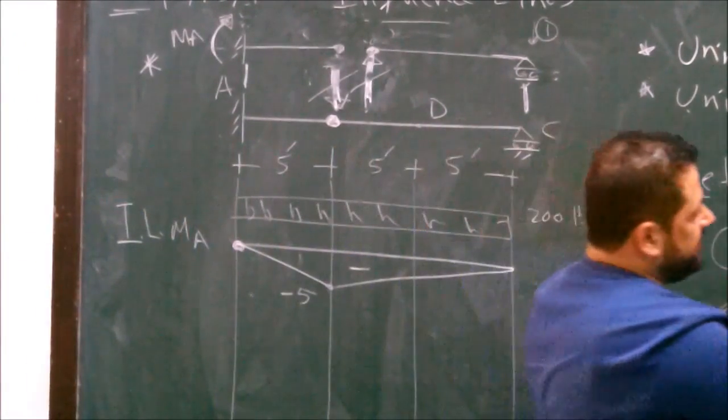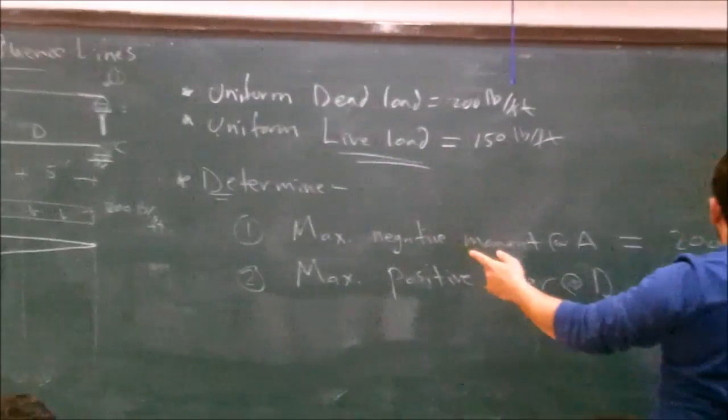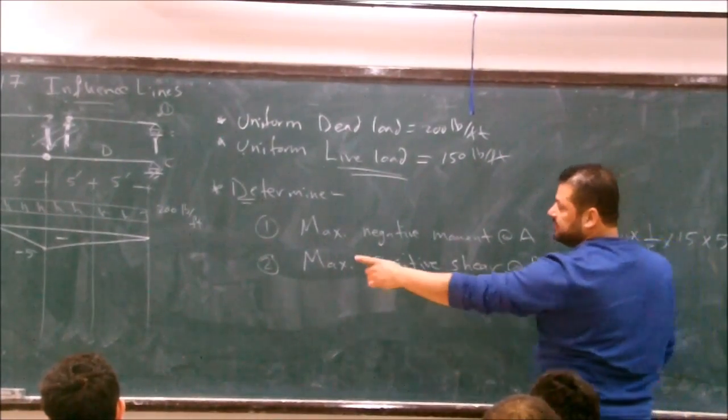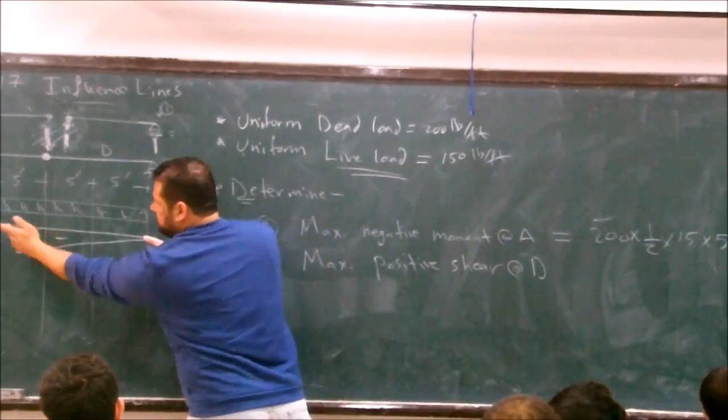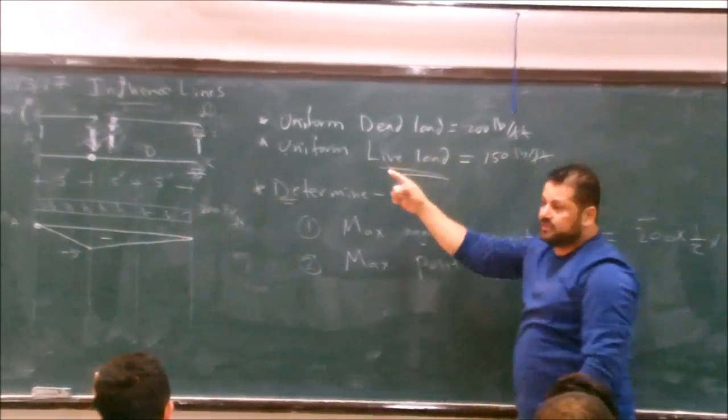So 200 times the area is half times 15 times 5, negative. Half times 5 times 15 is the area. So where do you place the live load now?